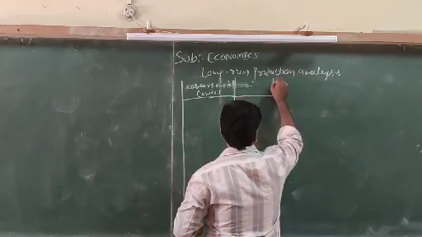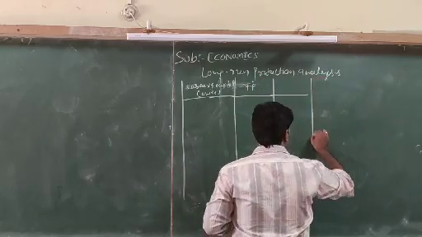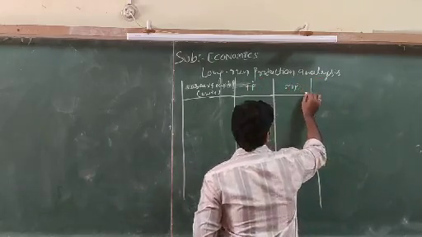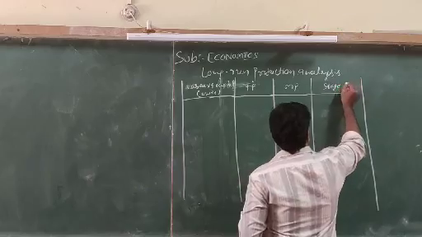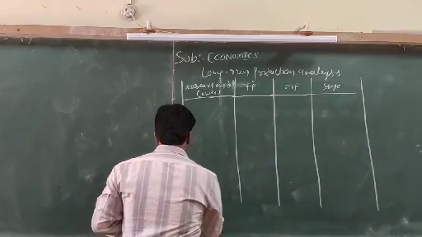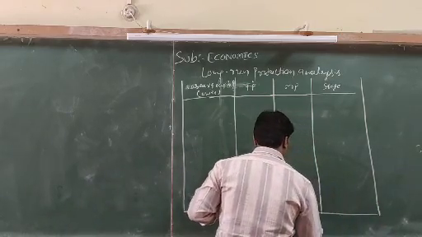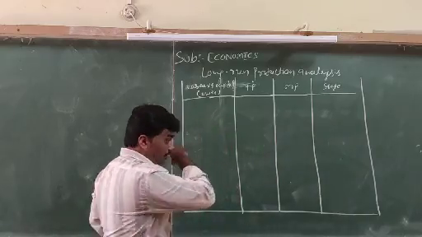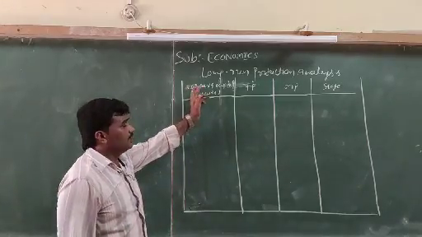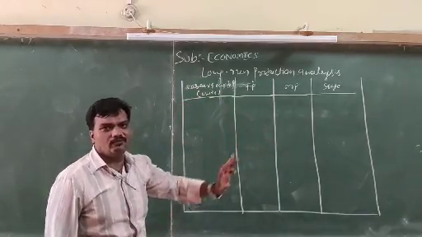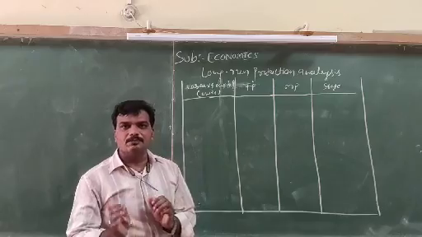The next column is total product, then marginal product. The last column is stage of production. We assume that two factors are being used, one fixed and one variable. But here all factors are variable factors. And keep in mind, all factors are increased in the same proportion.